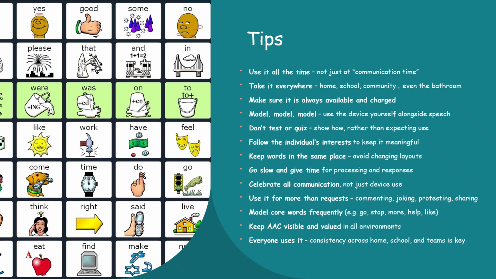Follow the individual's interests to keep it meaningful. So applications are usually personalised. LAMP also allows for personalisation. So if there's any specific food that they like, add it in. Take away anything that they don't like. And obviously when they get older as well, words around swearing and things like that, and alcohol would be added in, as obviously they are very typical language for someone as they get older.